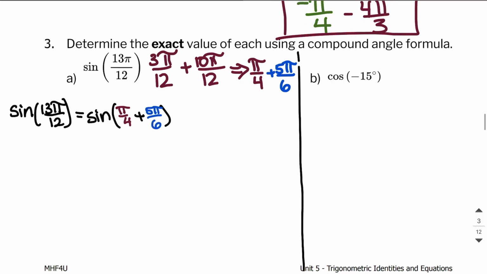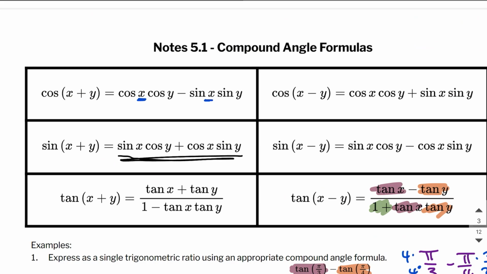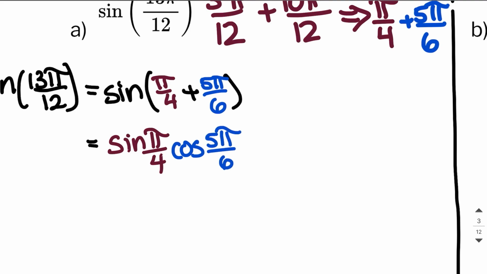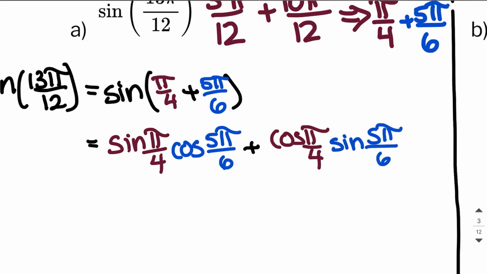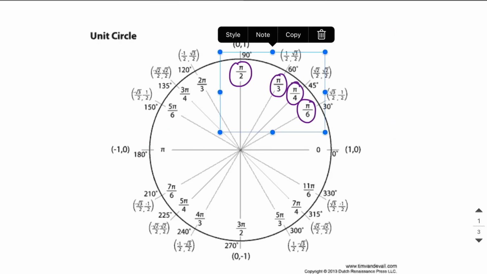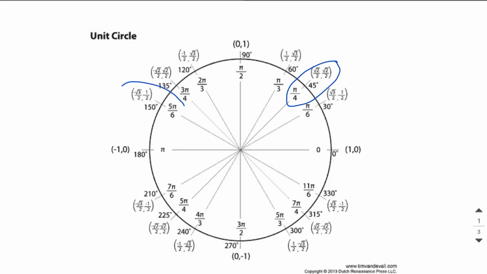And if you remember, we can use this formula right here: sine of x cosine of y plus cosine of x sine of y. So what this means is I'm going to do sine of pi over 4 multiplied by the cosine of 5 pi over 6, plus the cosine of pi over 4 multiplied by the sine of 5 pi over 6. Okay, and then I can just use the unit circle right here, and I would be using this and this.